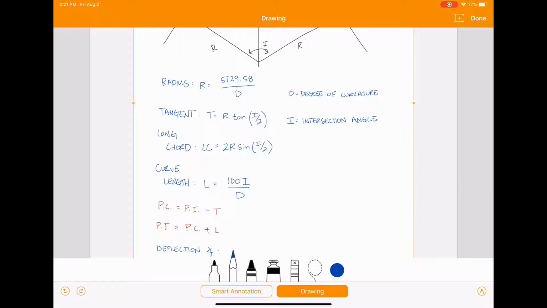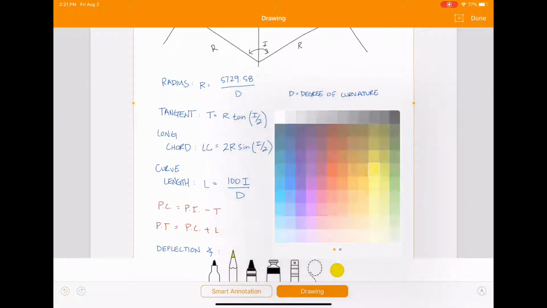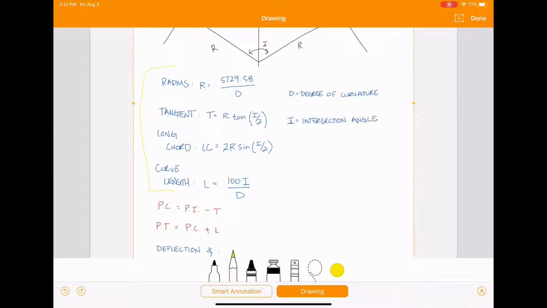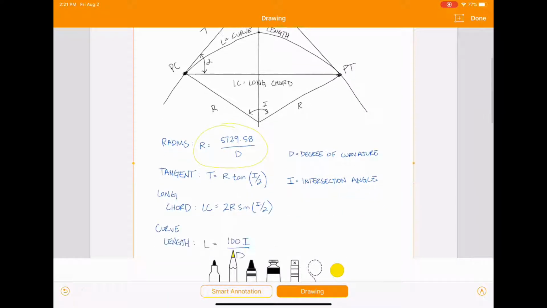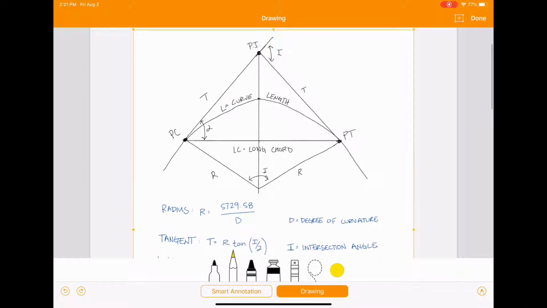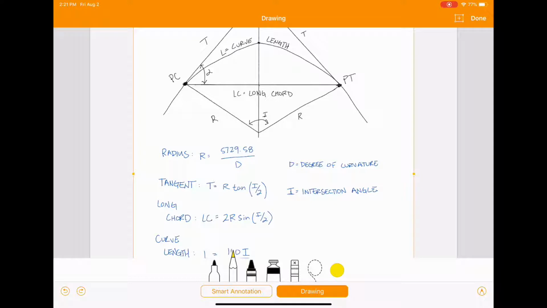However, if you see below here, we've got all these different equations to help you figure out your different points on your curve. Now, all of these things you can just come up with on your own. It's just geometry from that figure that I showed you above. However, I just have written them all down here so you have them all in one place. So to find your radius, that's going to be 5,729.58 divided by D, where D is your degree of curvature.